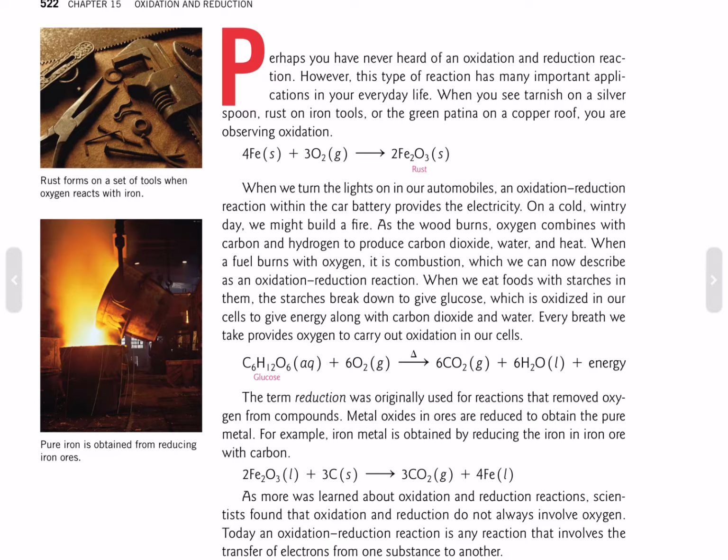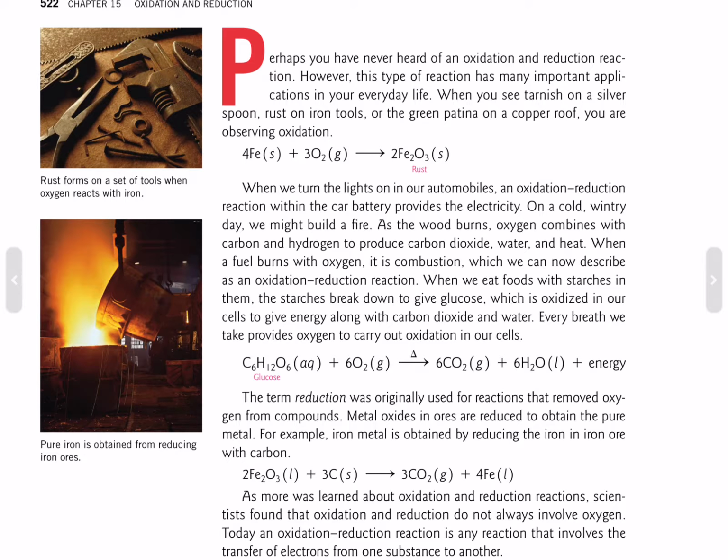When we eat foods with starches in them, the starches break down to give glucose, which is oxidized in our cells to give energy along with carbon dioxide and water. Every breath we take provides oxygen to carry out oxidation in our cells.